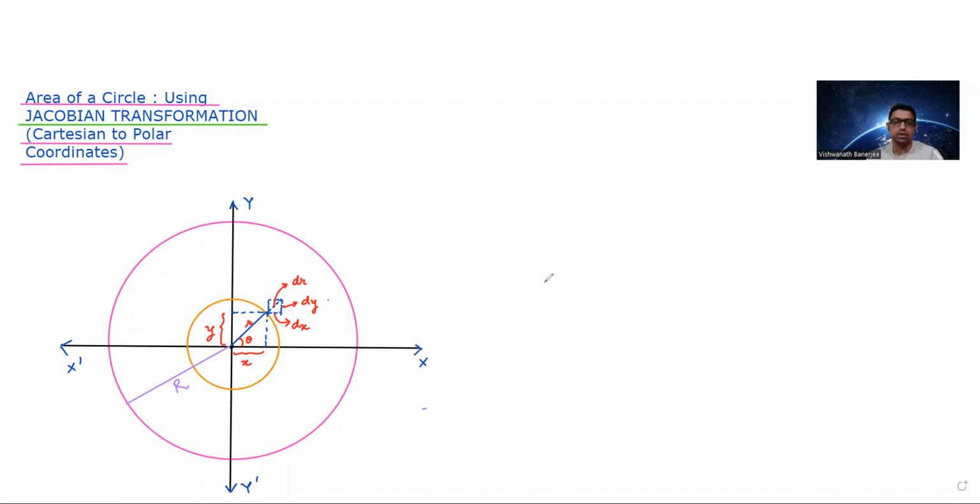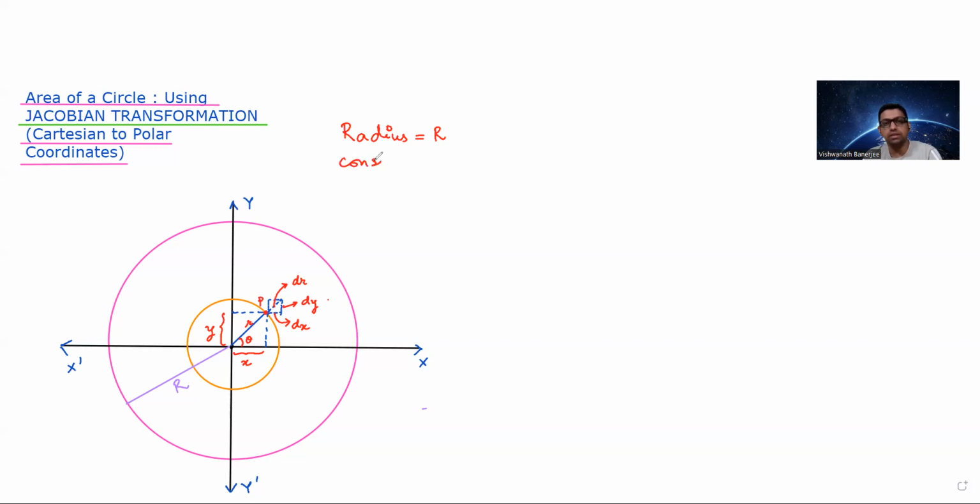We have a circle whose area we are trying to find out, and the circle has a radius capital R. Now, I have drawn the circle on the XY axis, as you can see. Let us consider a smaller circle inside the bigger circle, which has a radius small r, and consider this point to be P.